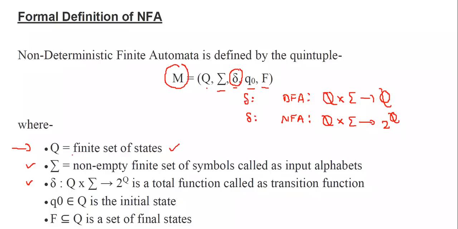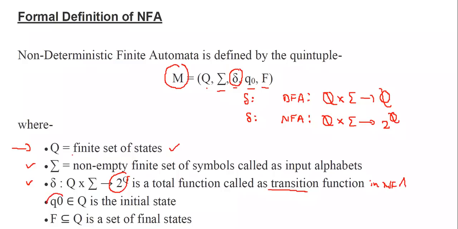In a DFA, you have clarity that on one input symbol, on one state, you are going to only one state. But when it comes to the NFA, from one of the states in Q and one of the input symbols in sigma, you are going to any possible 2 power Q states. So that makes the difference between a DFA and an NFA. So here, Q cross sigma maps to 2 power Q states, a total function called the transition function in NFA.